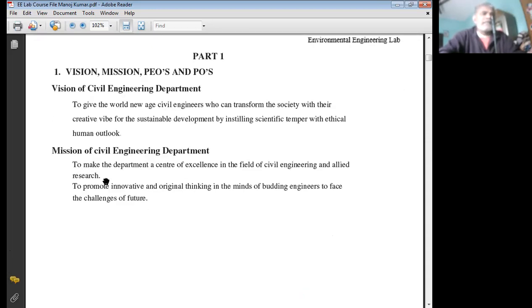Mission of the civil engineering department: to make the department a center of excellence in the field of civil engineering and allied research, to promote innovative and original thinking in the minds of the budding engineers to face the challenges of the future.